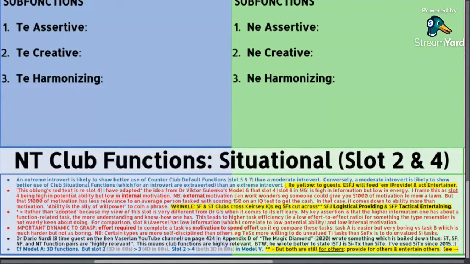I frame this as slot 4 being high in potential ability but low in internal motivation. External motivation can work wonders. For example, someone could give you $1,000 of motivation to mow a lawn, but that $1,000 of motivation has less relevance to the average person tasked with scoring 150 on an IQ test to get the cash. In that case, it comes down to ability more than motivation.